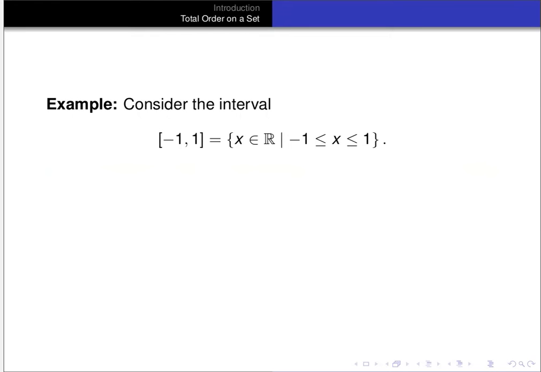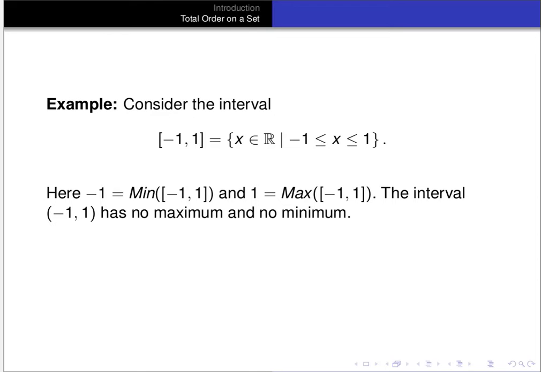All right. So again, let's look at this closed interval from -1 to 1. So it's all real numbers between -1 and 1, including -1 and 1. Here, as we said earlier, -1 is the minimum of that interval, and of course 1 is the maximum of that interval. Okay. Again, the open interval -1 to 1, where we do not include -1 and do not include 1, has upper bounds, but it has no minimum and no maximum.